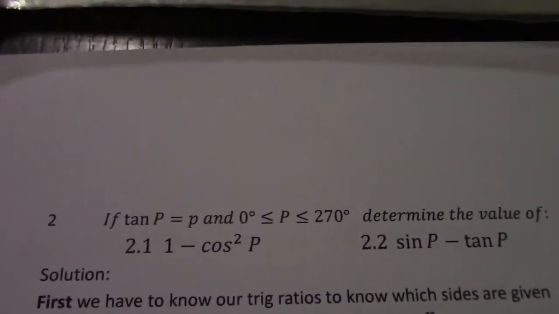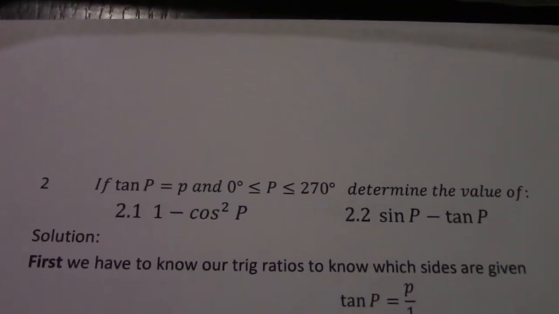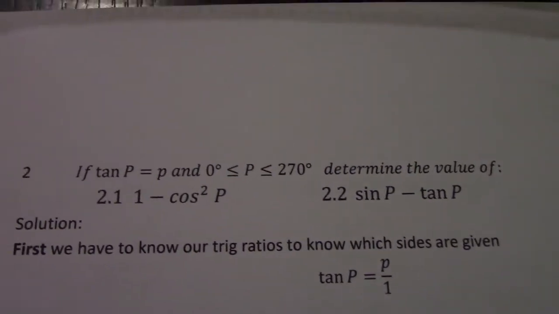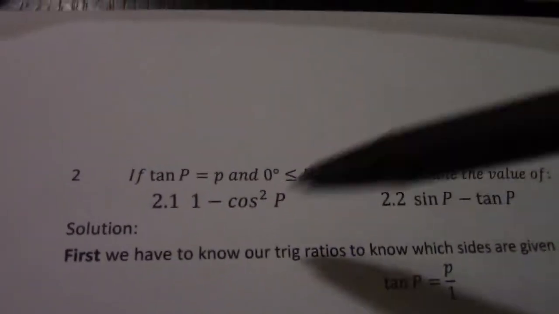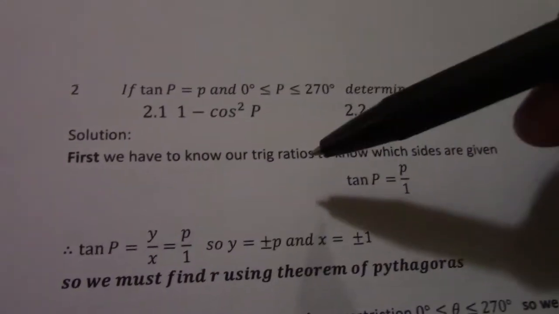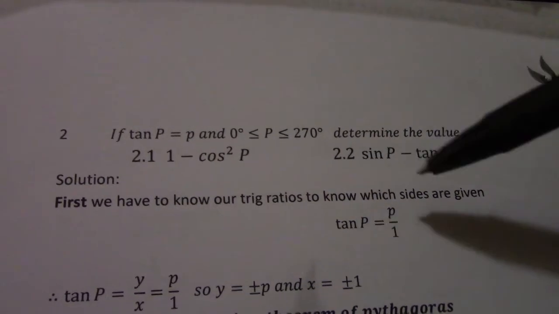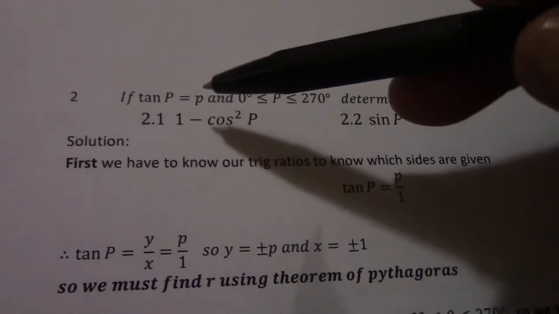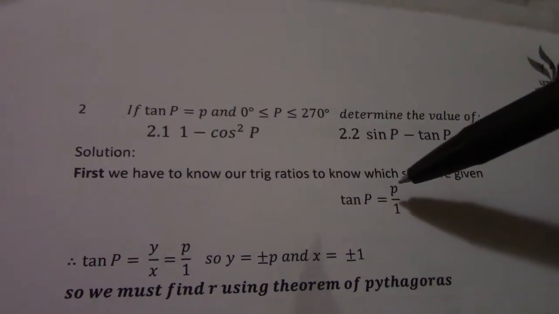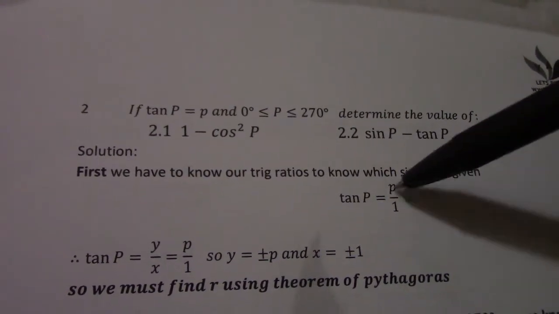Alright. Let me test you just to refresh your mind. Now we say if tan p equals p and p is less than 270 and greater than 0, determine the values first of 1 minus cos squared p and sine p minus tan p. So first we need to know our trig ratios to know which sides are given. Remember, from geometry or from fractions, p can be expressed as p over 1.